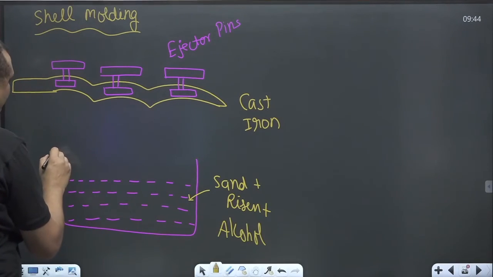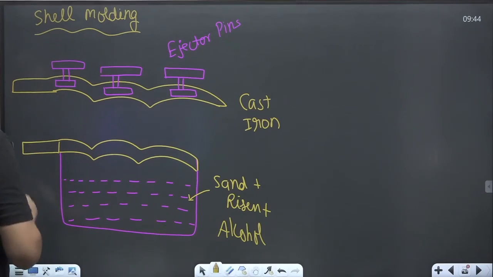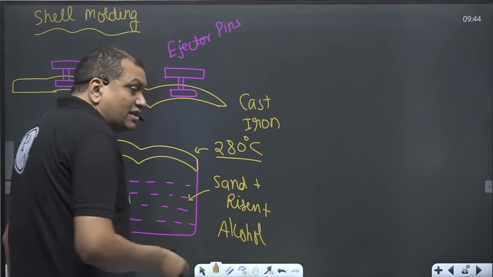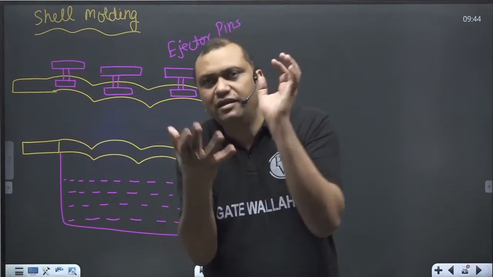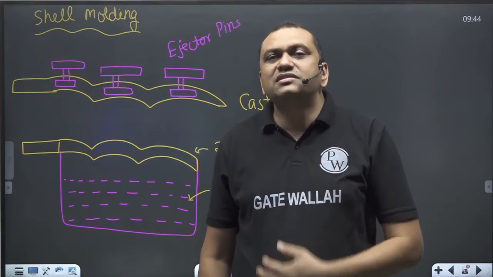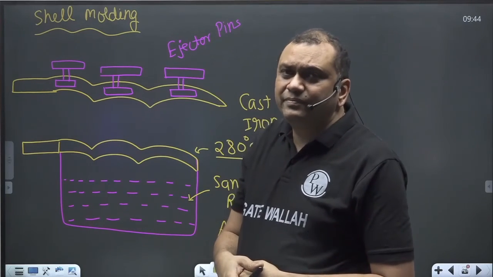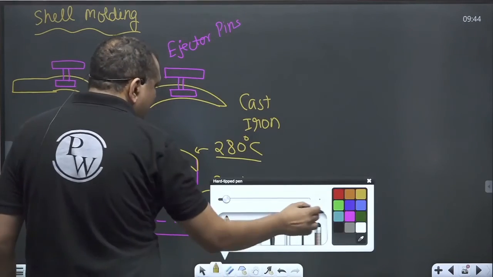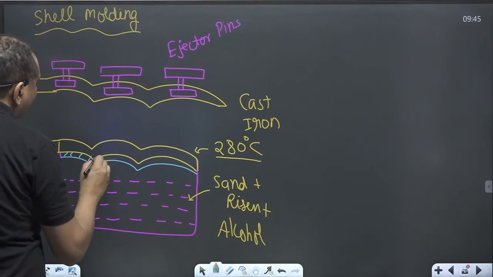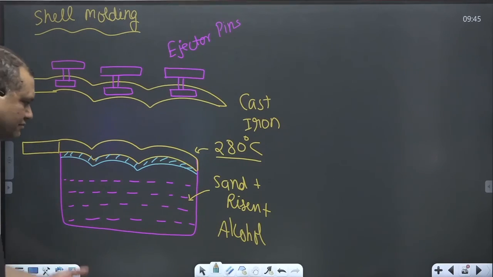Now the pattern is clamped over a box. Initially, you heat the pattern to approximately 280 degrees centigrade. Clamp it, then invert the box, so sand will fall over the hot pattern. Keep it in the inverted condition for some time. This is called lead time. As a result, some thickness of shell will appear over the pattern. Correct?